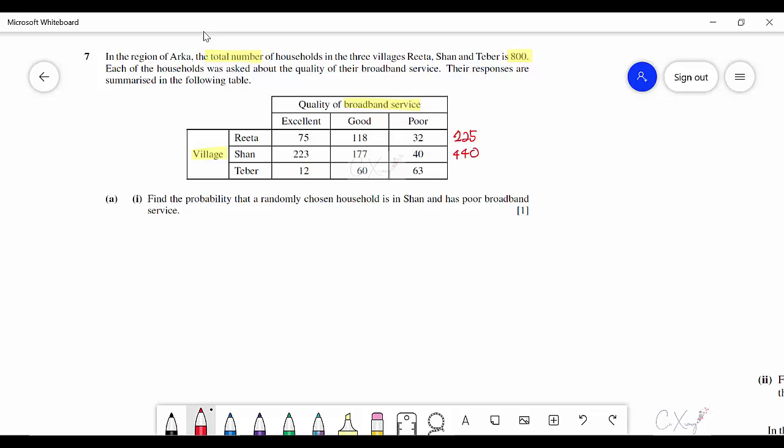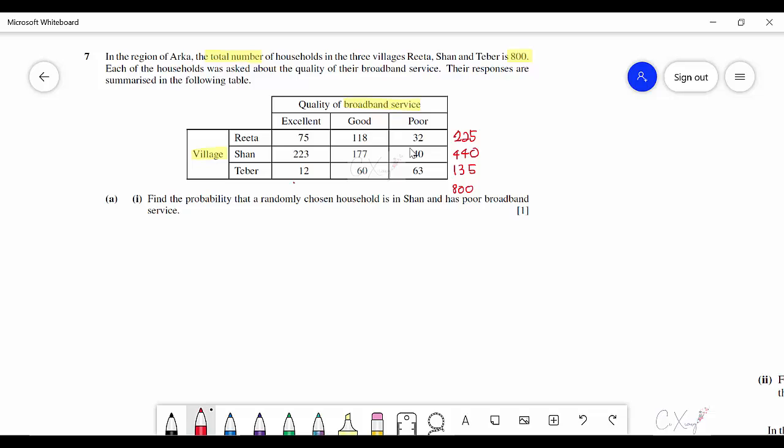Okay, then for the last group, you're having 135. Then you can just double check and see that the total for all this group equals 800 or not. So the 800 will be the grand total, right? So all these are the group total, like the total for each category or each village, all right? Okay, then for the quality of broadband service, also the same for excellent, good, and poor group. Please find the total for each of the group.